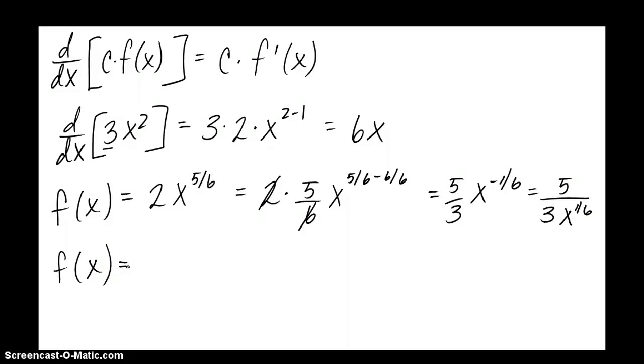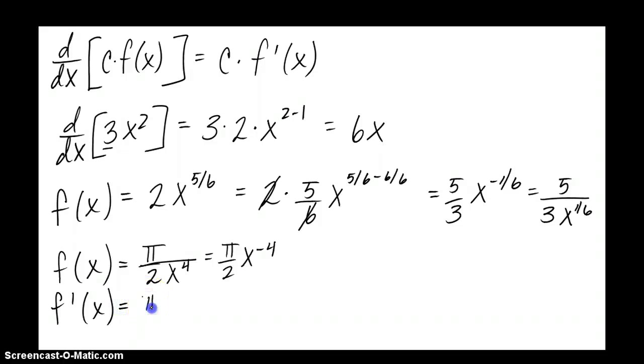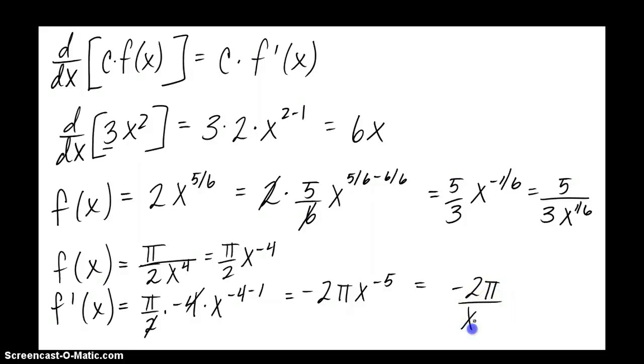And then lastly, if I gave you pi over 2 x to the 4th, I would rewrite this as pi over 2 x to the negative 4th power, and then applying the derivative, pi over 2 times negative 4, subtract 1 from the original exponent. These cancel to negative 2, negative 2 pi x to the negative 5th, and then the last step just to make the exponent positive.